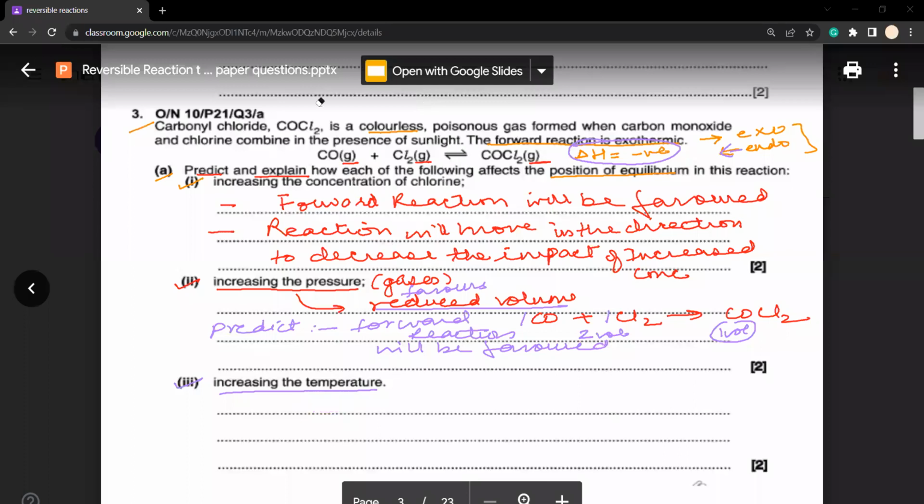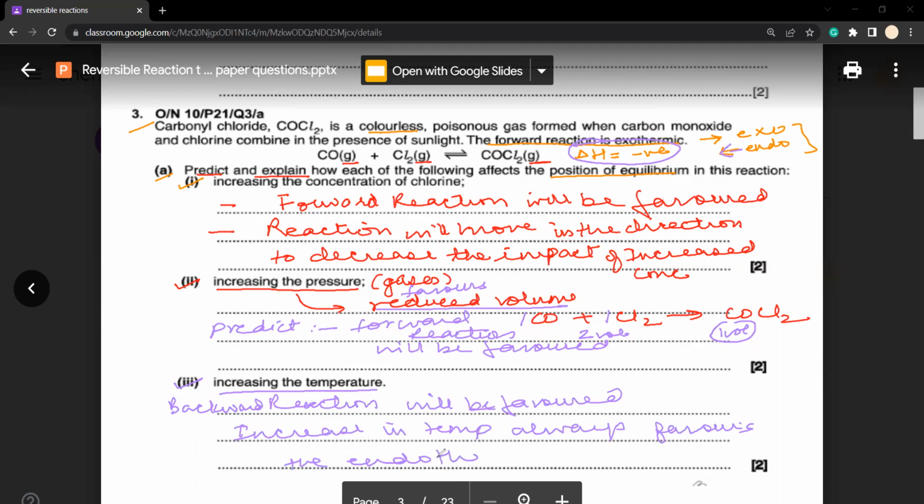So what I'm going to do is write down the prediction first: the backward reaction will be favored. Now comes the explanation: increase in temperature always favors the endothermic reaction, or the endothermic side.